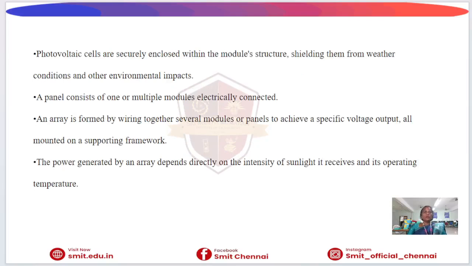A single photovoltaic cell produces only a small amount of voltage and current. Therefore, multiple cells are connected together to form a module. These cells can be connected in series, parallel, or a combination of both. In a series connection, the voltages of the cells are added together while the current remains the same. The arrangement helps achieve the required output voltage for practical applications.